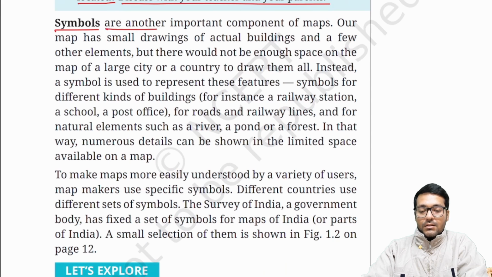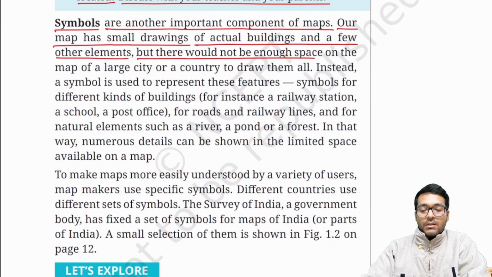Symbols are another important component of maps. Our map has several drawings of actual buildings and a few other elements. But there would not be enough space on the map of a large city or a country to draw them all. Instead, a symbol is used to represent these features.